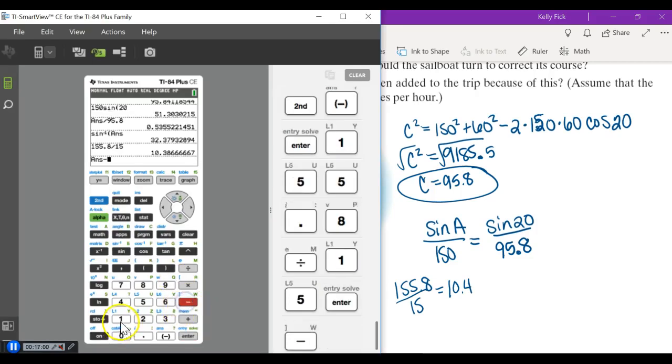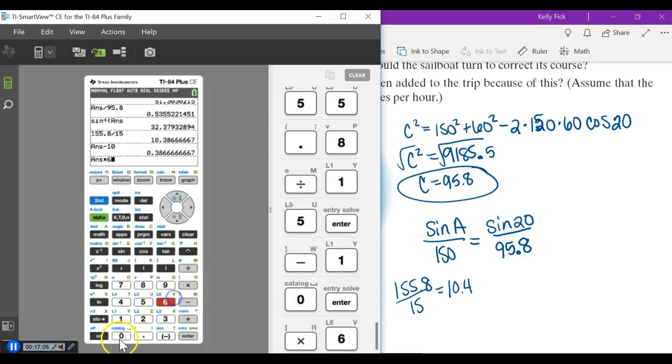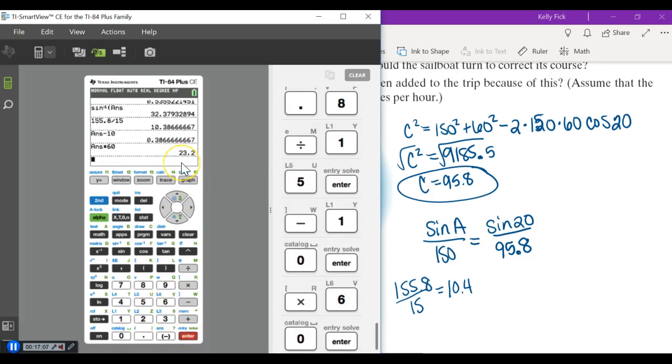So if we subtract 10 times by 60, they just added 23 minutes to their trip. Okay, which isn't, I mean, that's not horrible, but could be better, right?